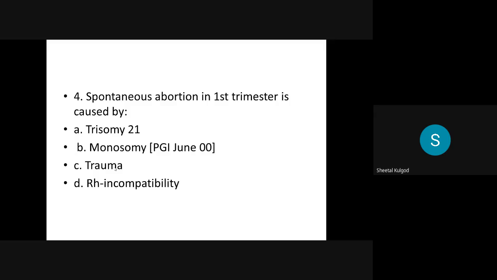Now, we have to select whether options C and D are causes for a first trimester abortion. See, trauma can be a cause for first trimester abortions, whereas Rh incompatibility is not so common for first trimester abortions. So the first three answers are correct for this particular question. That is trisomy 21, monosomy, and trauma. Whereas Rh incompatibility is not a common cause of first trimester abortions. So the answer here will be A, B, and C.